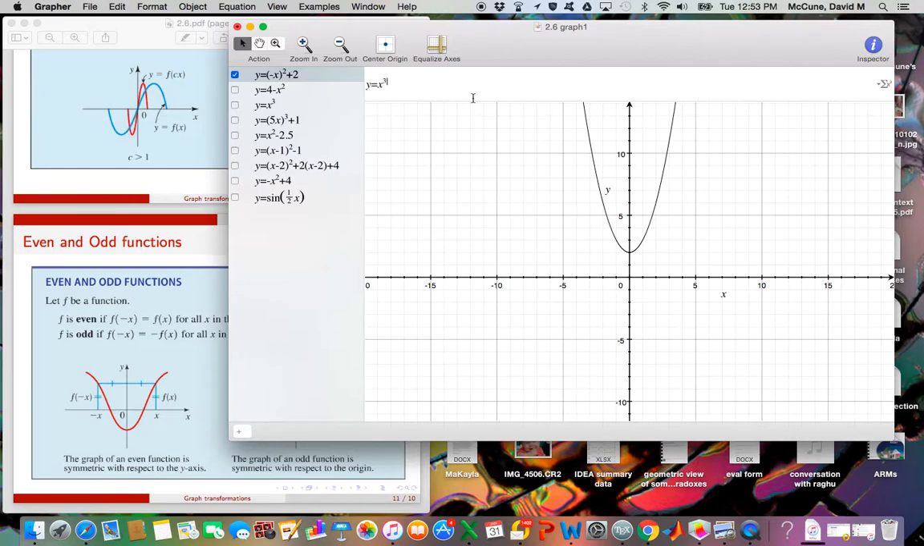By contrast, though, here's x cubed. Now, if you try to reflect across the y-axis, let's do it like this. If I replace my x with a negative x, notice what happens. You get a different picture, don't you? You get a different function. So x cubed is not even, because when I reflect it across the y, I get something different.